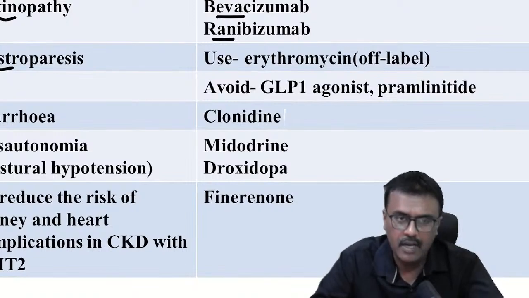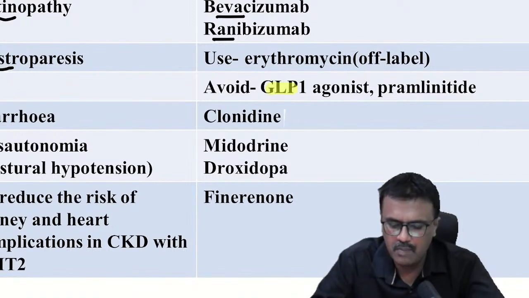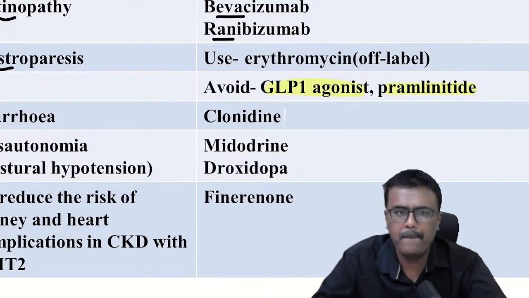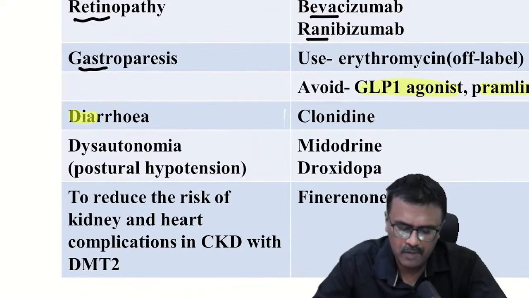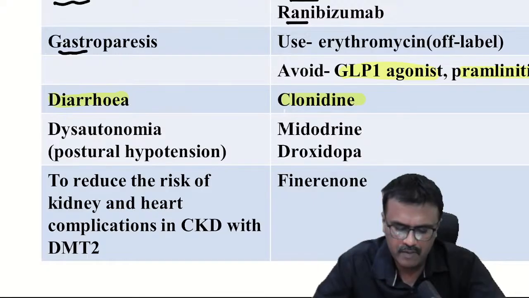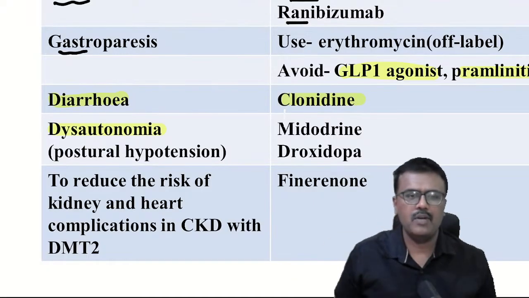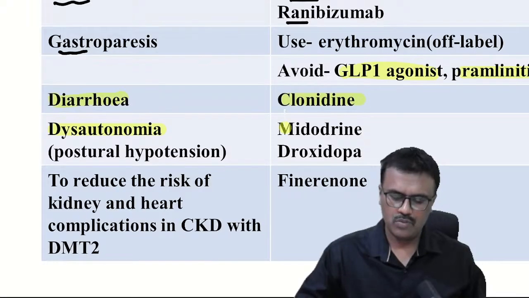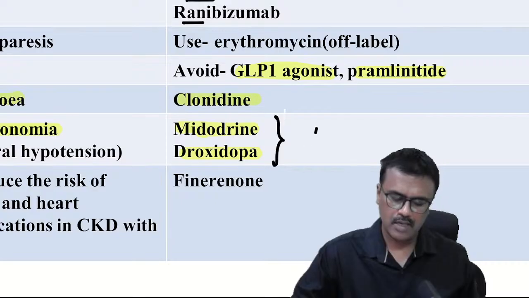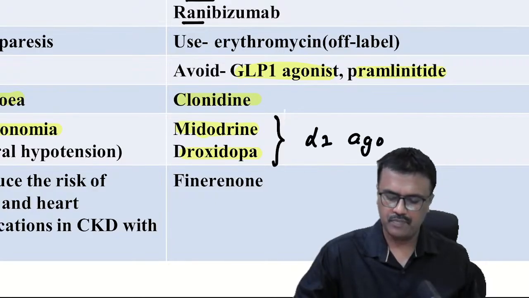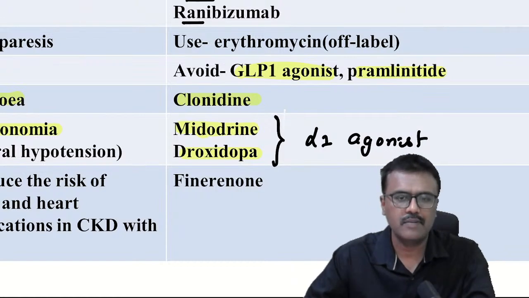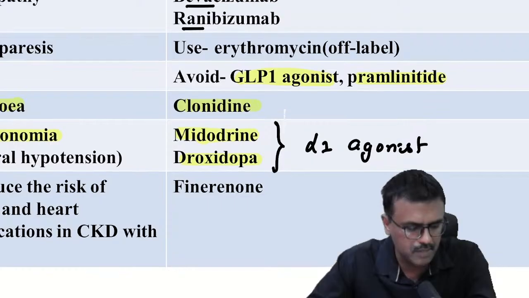If a diabetic patient has gastroparesis, don't give GLP-1 agonists and pramlintide because they slow gastric emptying. If a diabetic patient develops diarrhea, clonidine can help. Suppose a diabetic patient develops dysautonomia, with sudden hypotension, postural hypotension, we use two drugs, midodrine and droxidopa. These are prodrugs, these are alpha-1 agonists. So midodrine and droxidopa are approved for what? They are approved for postural hypotension.